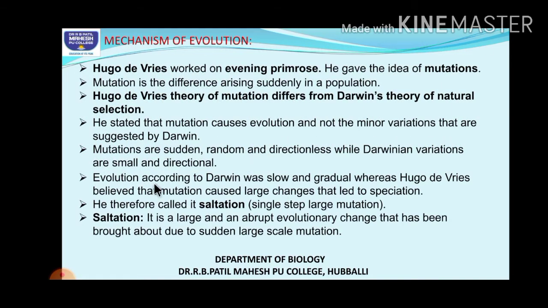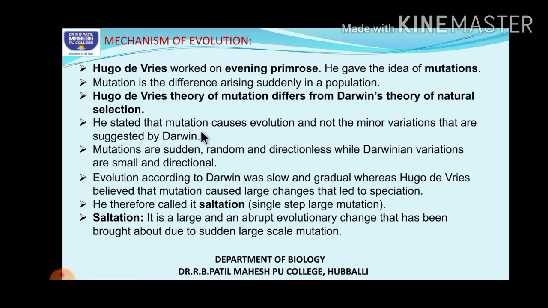Then coming to the mechanism of evolution, that is Hugo de Vries' mutation theory. So this you have to remember: on what plant he worked. It was evening primrose, or Oenothera lamarckiana. And what did he suggest? He said that evolution is mainly due to mutations, right? So how is Hugo de Vries' theory different from Darwin's theory? These are the differences which have been mentioned.